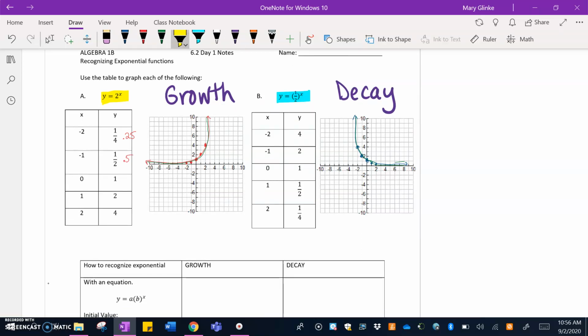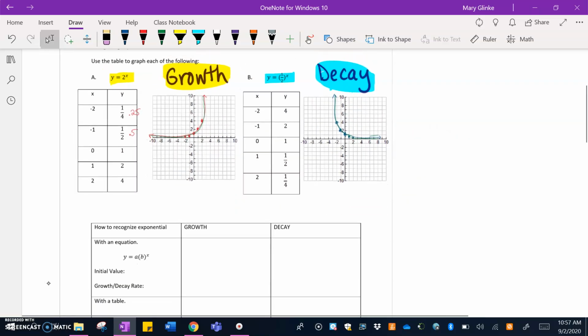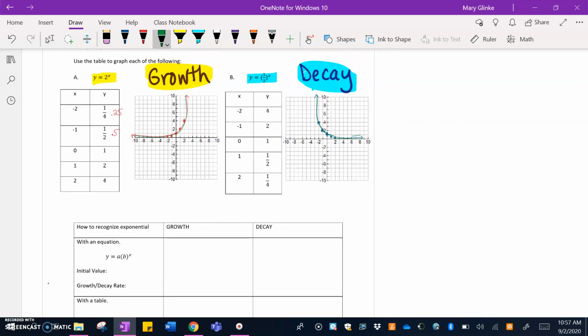We are going to be able to identify whether something is an exponential growth function or an exponential decay function by the equation. So looking down below, I'm going to zoom out just a little bit. All of these equations are written in the form y equals a times b to the x. Now this a value here is your initial value. The b value is going to be your growth or decay rate. That's going to be what tells you if it's growth or decay. Specifically, it's this b value here that's going to tell you if it's growth or decay.